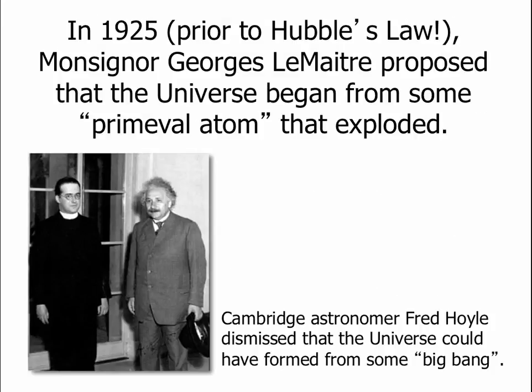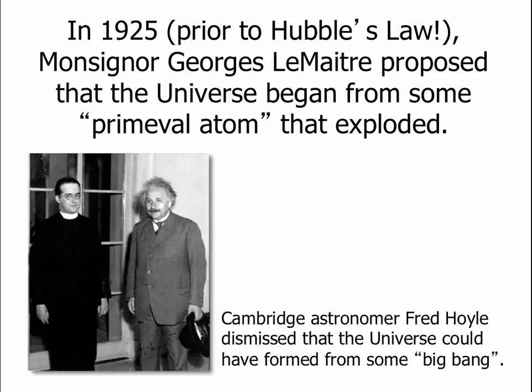So in 1925, a Jesuit priest and physics PhD named Georges Lemaitre, he was a Belgian scientist, he proposed that the universe began from what he called a primeval atom that exploded. So this is before Hubble's law was certified, but it was already known that some of the spiral nebulae were heading away from us. And so Lemaitre proposed that if you had this very dense state of matter and it exploded outward, it could create a universe like what we see.